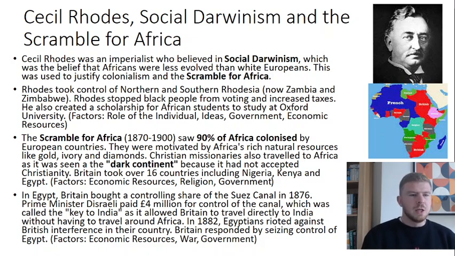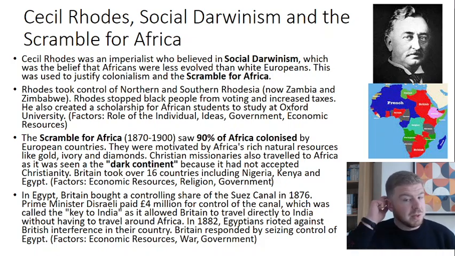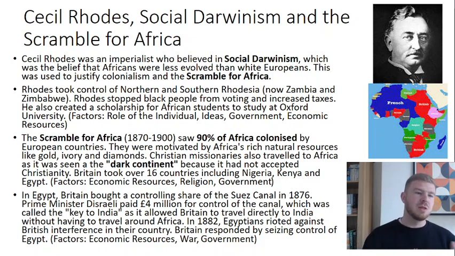We mentioned the Scramble for Africa before, and our map is really helpful on the right hand side. In the 30 years from 1870 to 1900, Africa was colonised. 90% of Africa was taken over. And a big part of that was because they were motivated by Africa's rich natural resources.